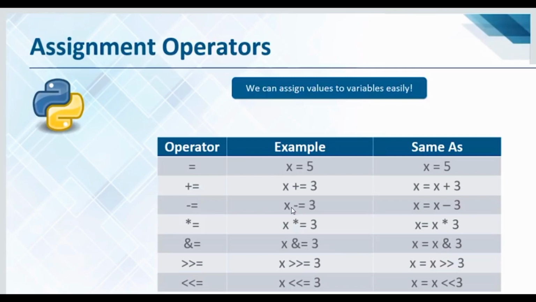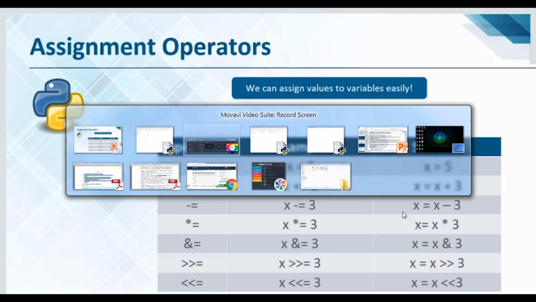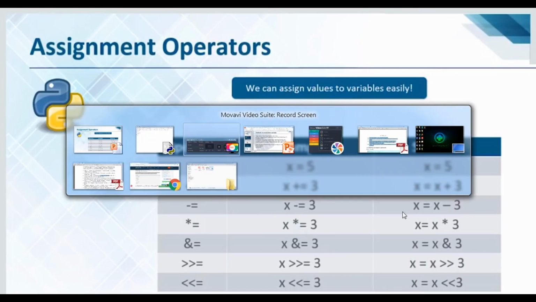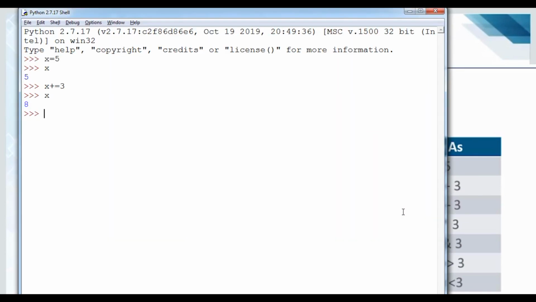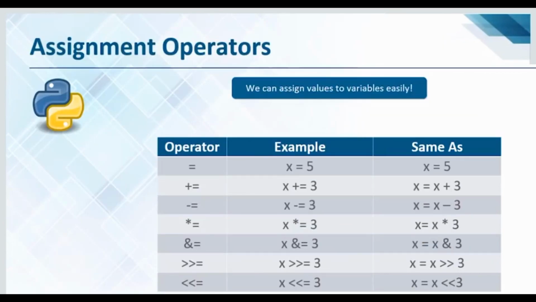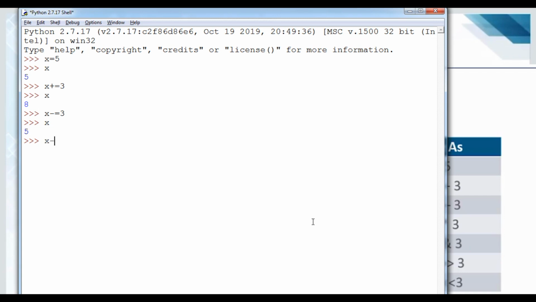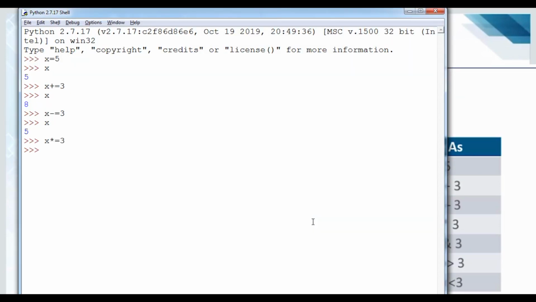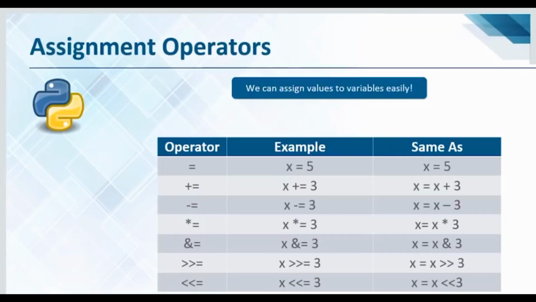Next, minus equals. It means x minus equals 3 is termed as x equals x minus 3. So let's see. Here x minus equals 3. So now x will be 5 again, because we subtracted the element from it. Then x asterisk equals 3. So it will be 3 into 5, which comes to 15. Then after that, ampersand, shift left, everything you can do practically now.